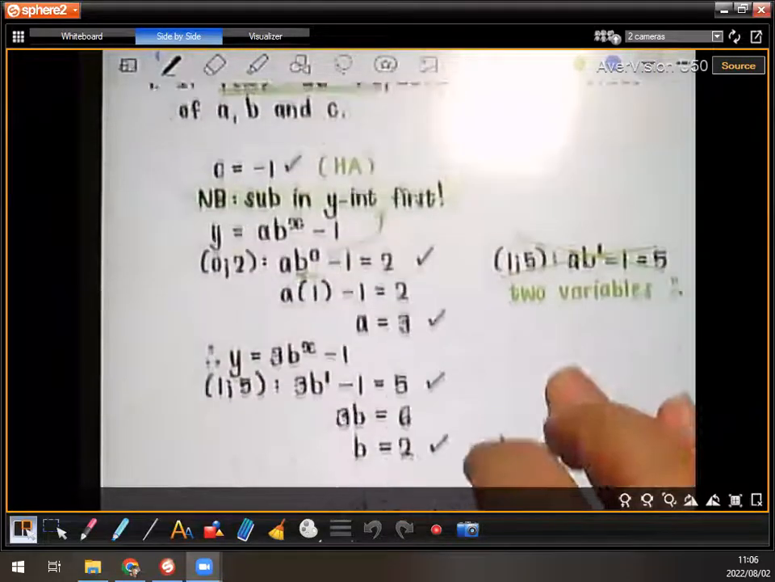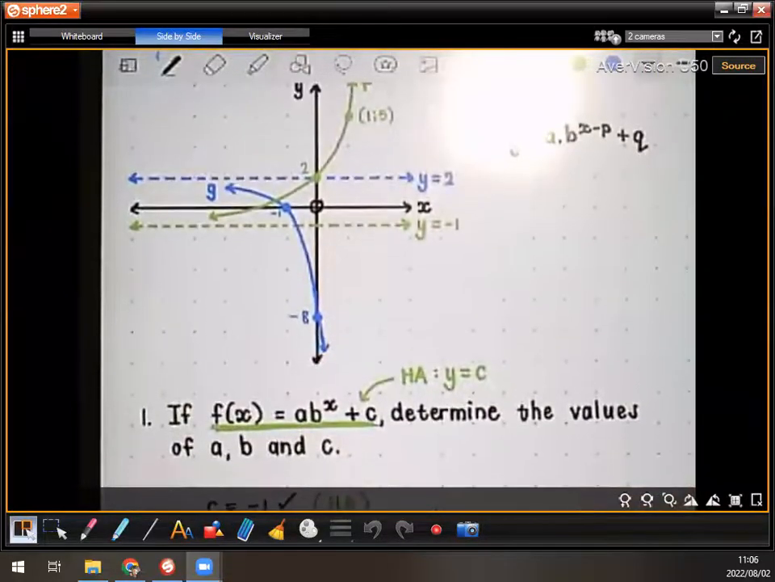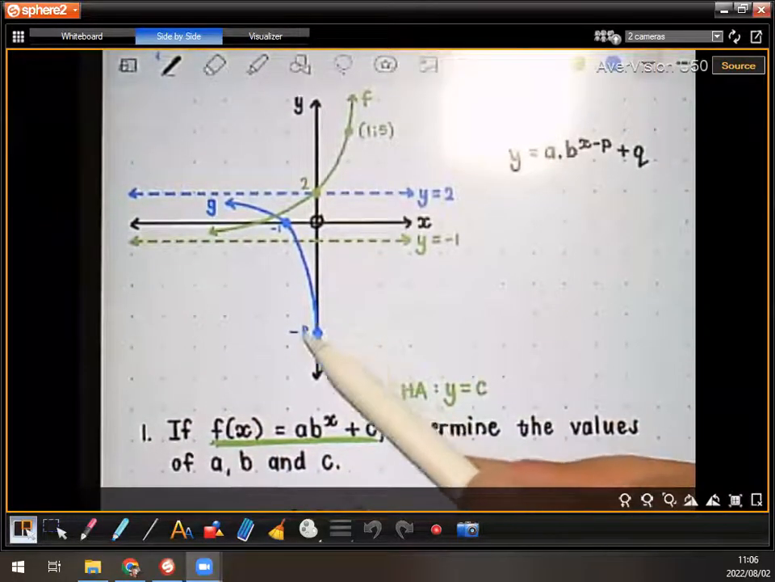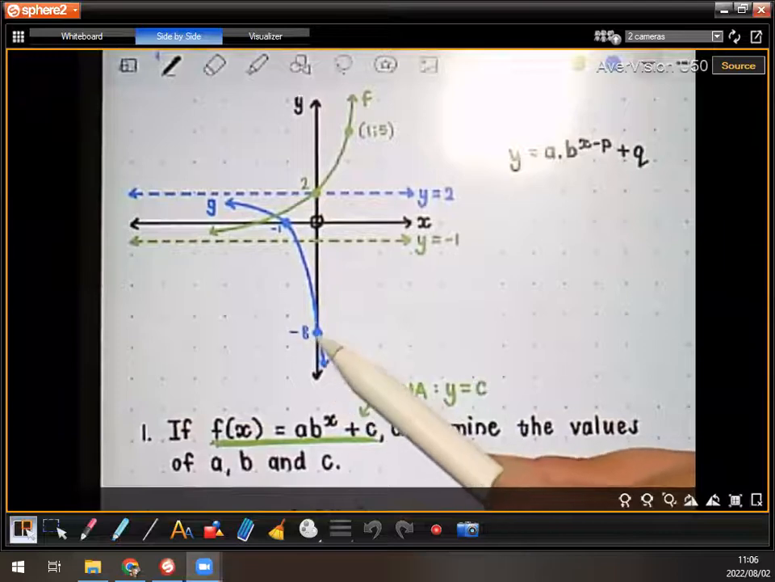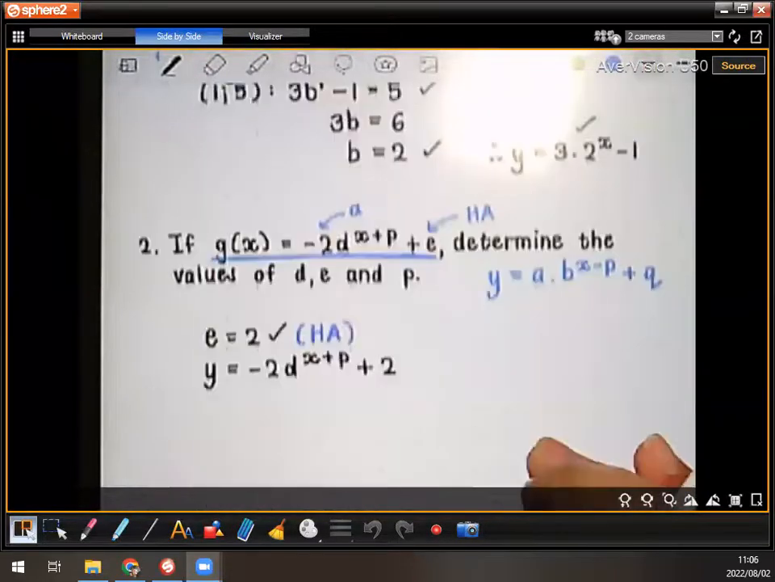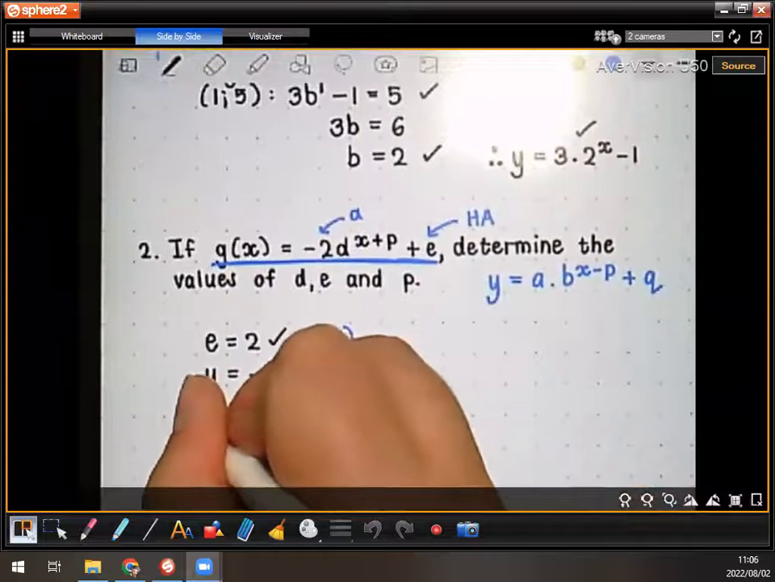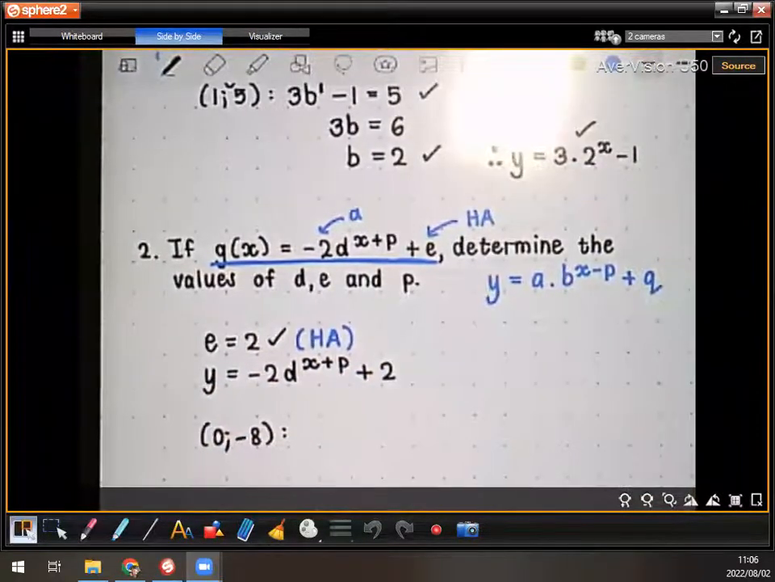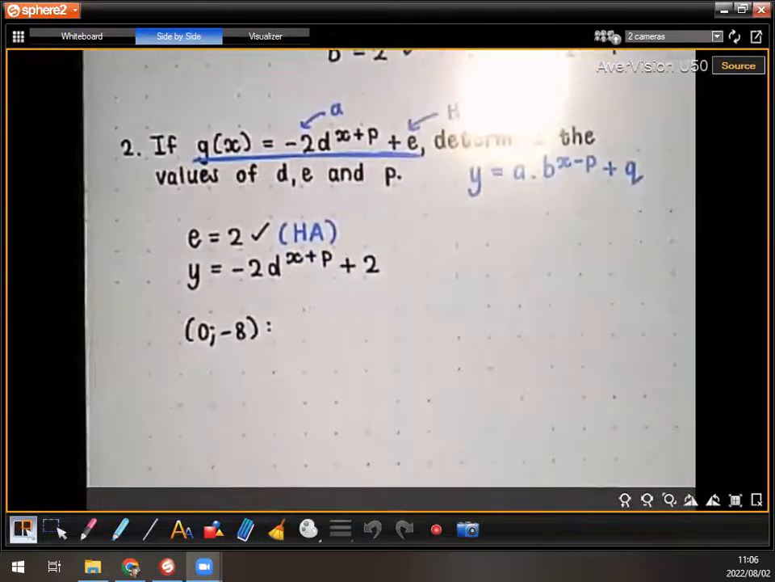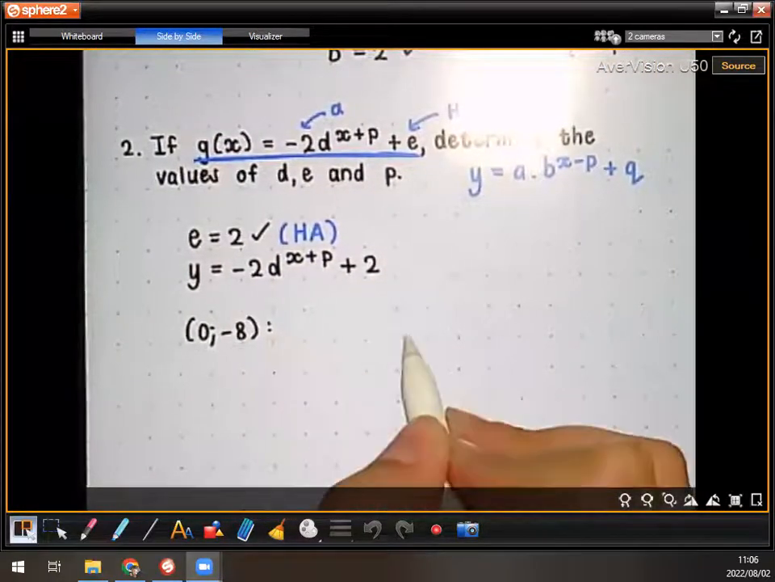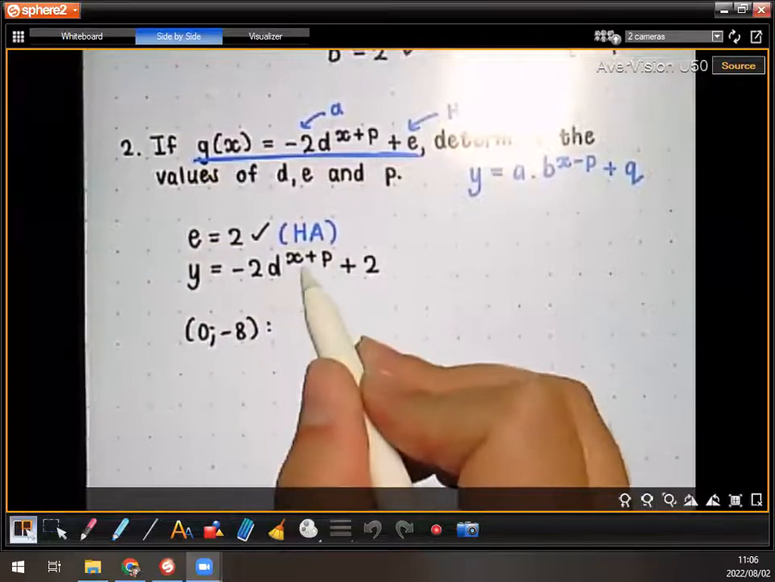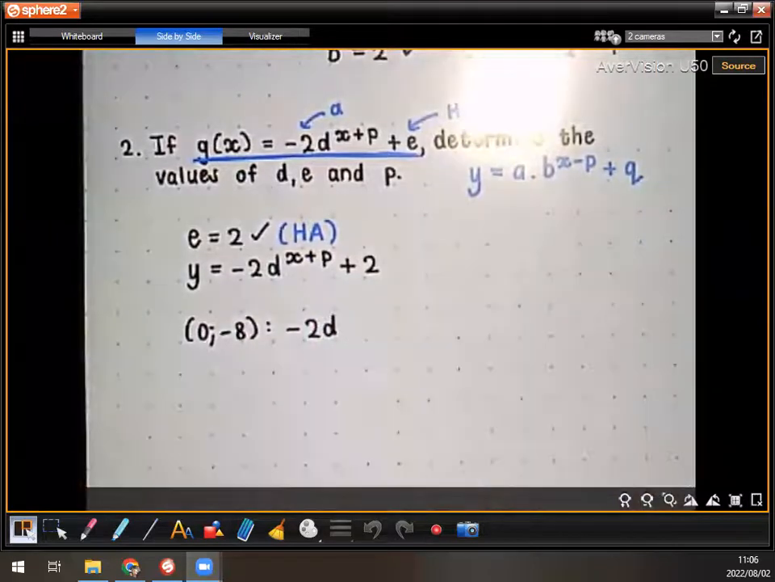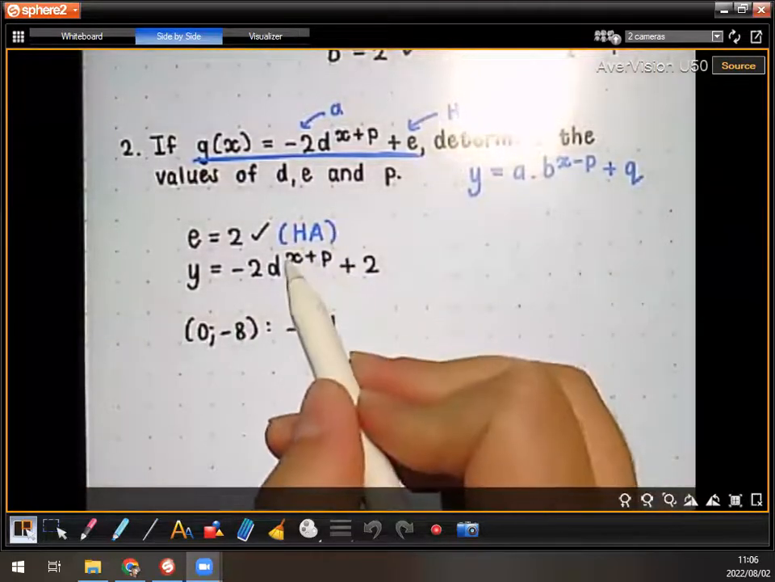We said we're going to start with the y-intercept first, right? Did they give us the y-intercept of this graph? Yes, 0, -8, right? The point on the y-axis. That is 0, -8. Let's see what happens when we do that now. I'm going to put this side on the left because whatever I'm going to have to solve for is here. So we have -2d to the power of x plus p.